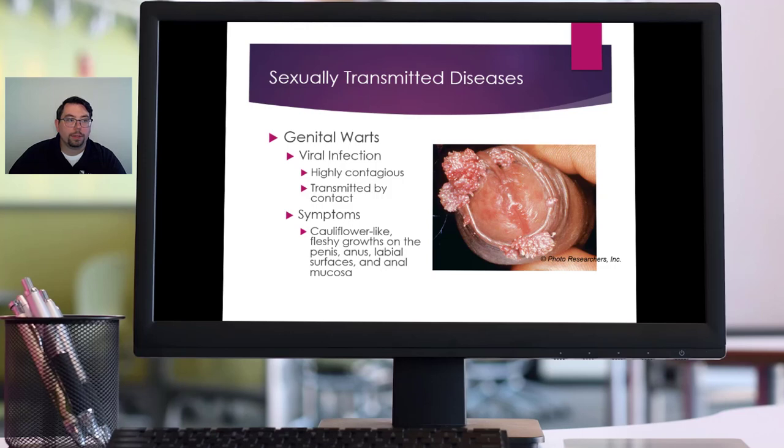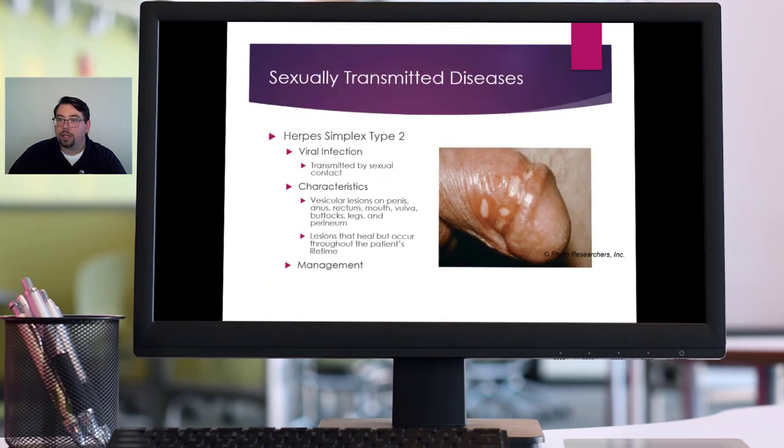Genital warts, this is another one that we typically see. Genital warts are very highly contagious. Again, it's going to have cauliflower-like fleshy growths at the end of the penis. It could be the anus, labia, surfaces, and any type of mucosal membranes in the genital region. Again, very highly contagious, affected by sexual transmission.